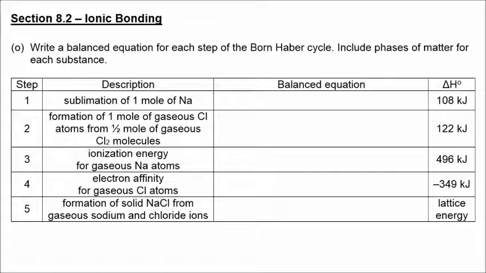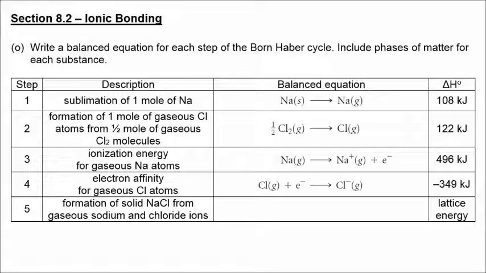Sublimation of sodium would be going from solid to gas, and that is 108 kilojoules. That's an endothermic process. Another endothermic process is to break the bond between a chlorine atom bonded to itself in a chlorine molecule. So now that's going to be 122 kilojoules. A third endothermic process is to remove the electron from sodium. The gaseous atom loses one electron. That's 496 kilojoules.